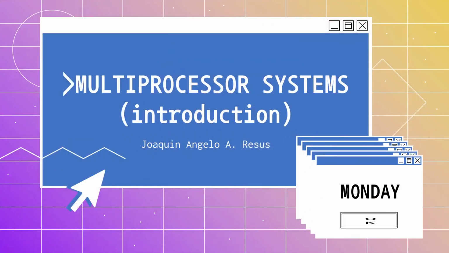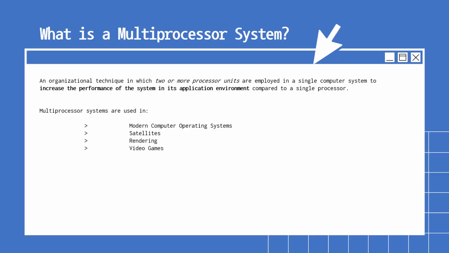Good morning, everyone. My name is Joaquin Resus, and before we can talk about multiprocessor scheduling, let's first talk about what a multiprocessor system is. A multiprocessor system is an organizational technique in which two or more processor units are employed in a single computer system to increase the performance of the system in its application environment compared to a single processor.